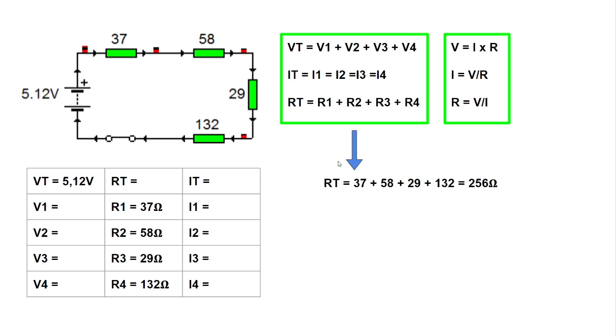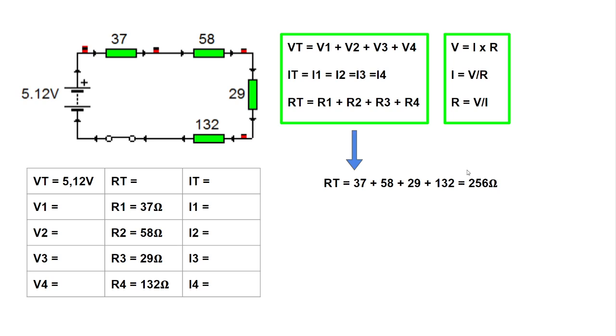The first thing we are going to do is find the total resistance. Since we have all the partial resistances, we can apply this formula here. We just sum up all the resistances and we will have the total resistance. We see 37 plus 58 plus 29 plus 132. You can do this with your calculator. It is equal to 256 ohms.